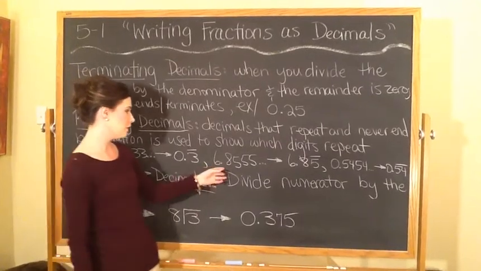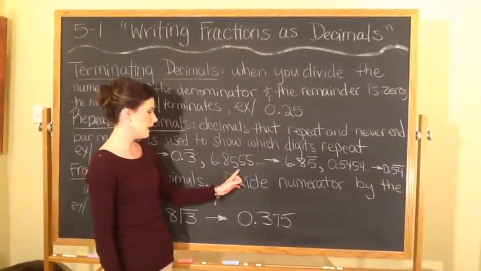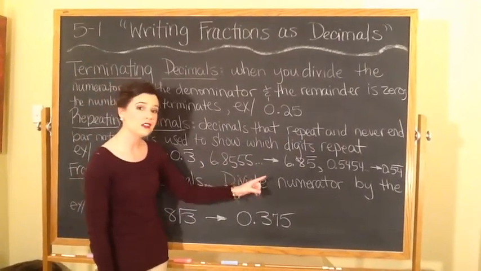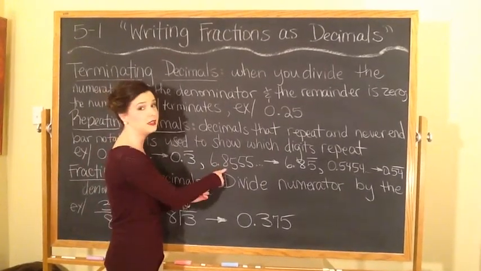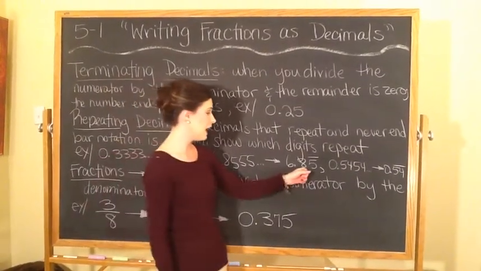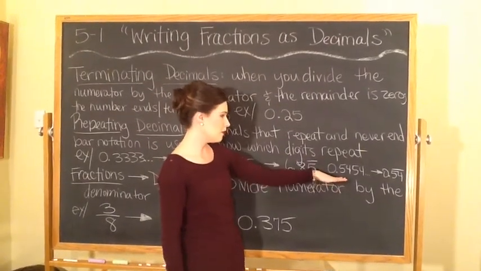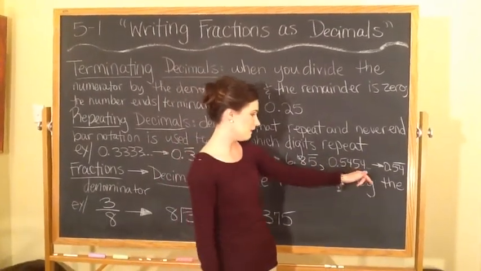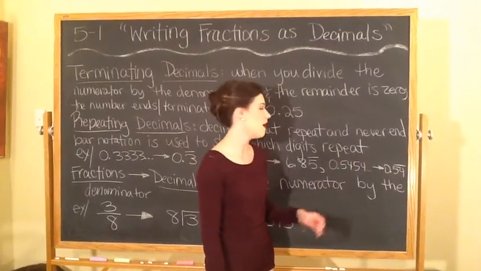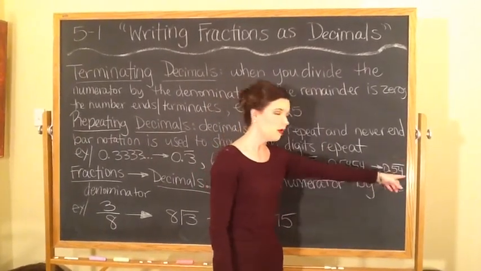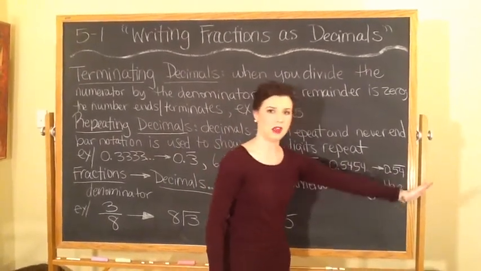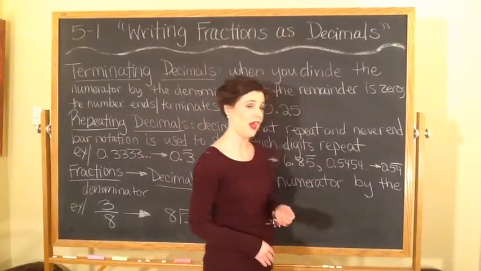Now, in this example, we have 6.8555. The 5 is the only number that repeats. The 8 doesn't. So you'd write 6.8, then 5 with a bar above it. In this example, we have 0.54545454 going on forever. So basically our 54 goes on forever, and that's why we put the bar above that.